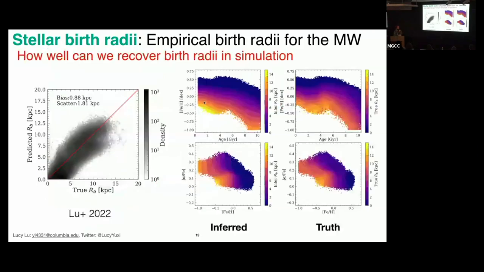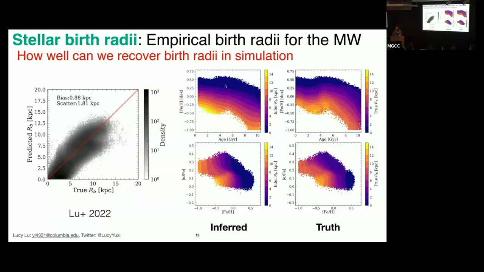So we tested the same method on a simulation, and we see that we are able to recover the birth radii around 1.8 kpc. And what's interesting is that this is a constant scatter, it does not increase with birth radii. Which means that we're able to recover birth radii better in the outer disk for the Milky Way.